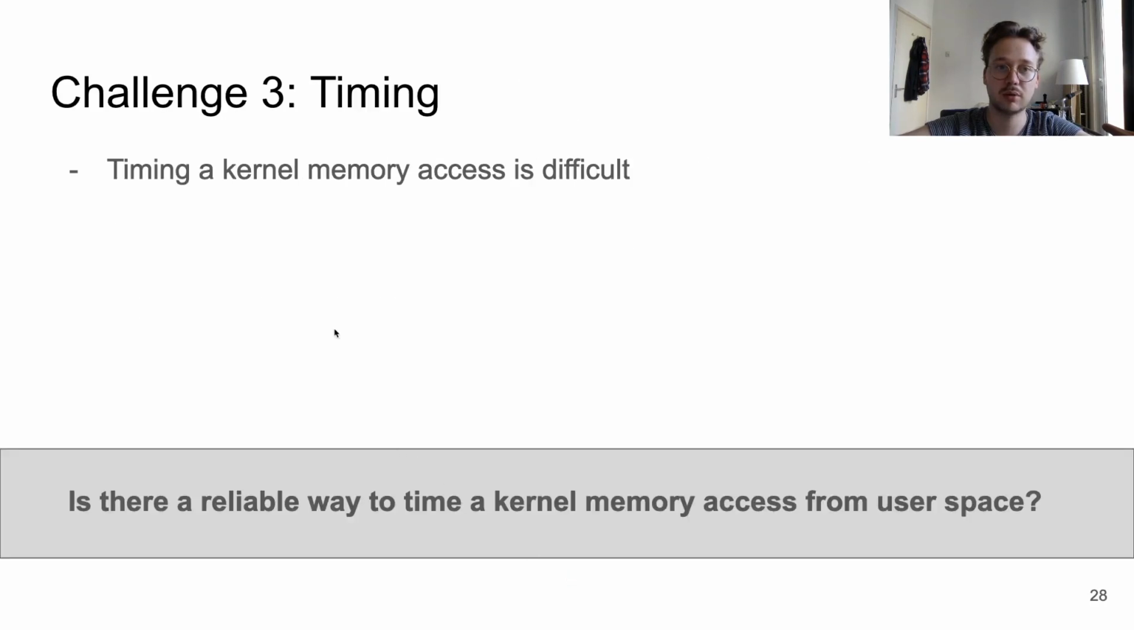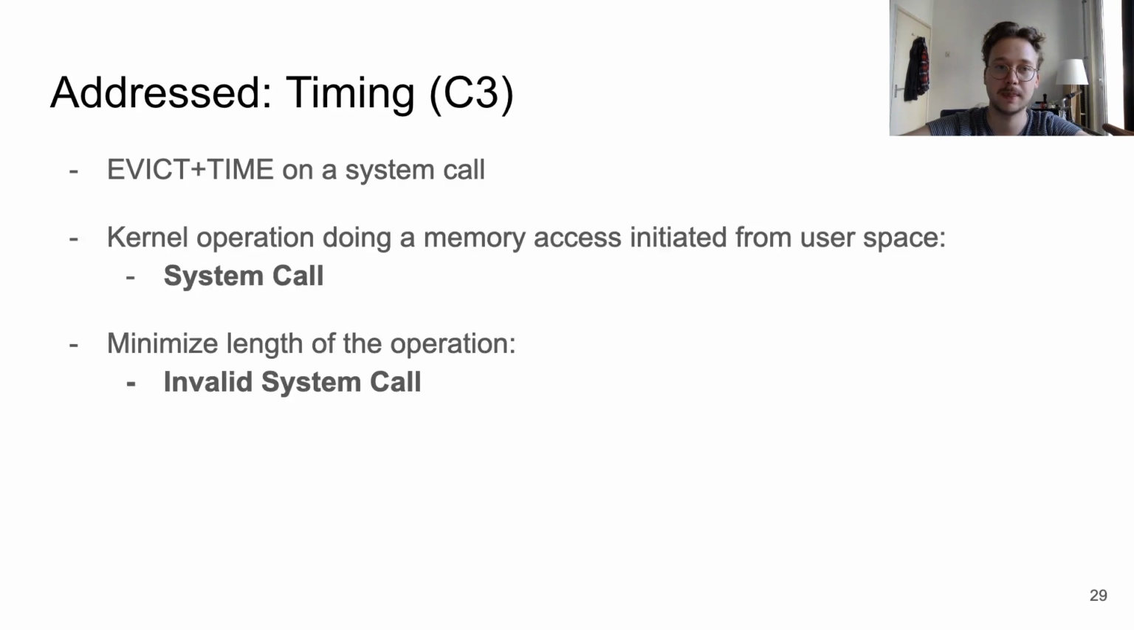So challenge number 3, timing a kernel memory access is difficult. So is there a reliable way to time a kernel memory access from user space? To do so, we're using evict and time on a system call. Why a system call? Because it's a kernel operation doing a memory access in the kernel initiated from user space. And to minimize the length of the system call, we're using an invalid system call number to make it as short as possible.